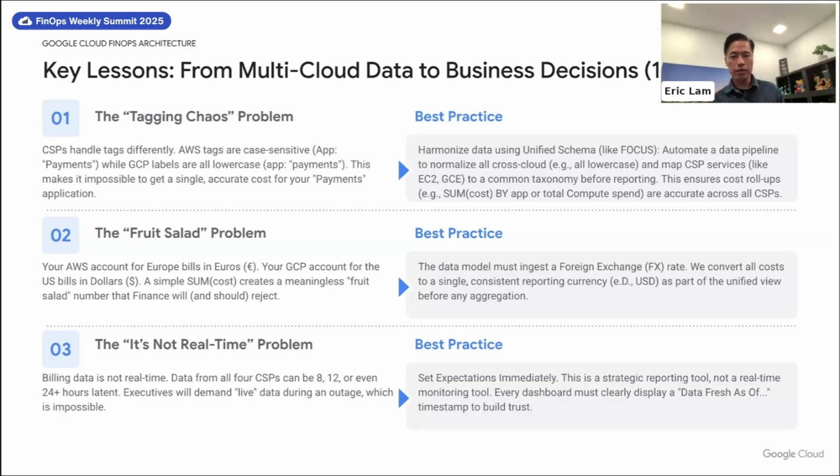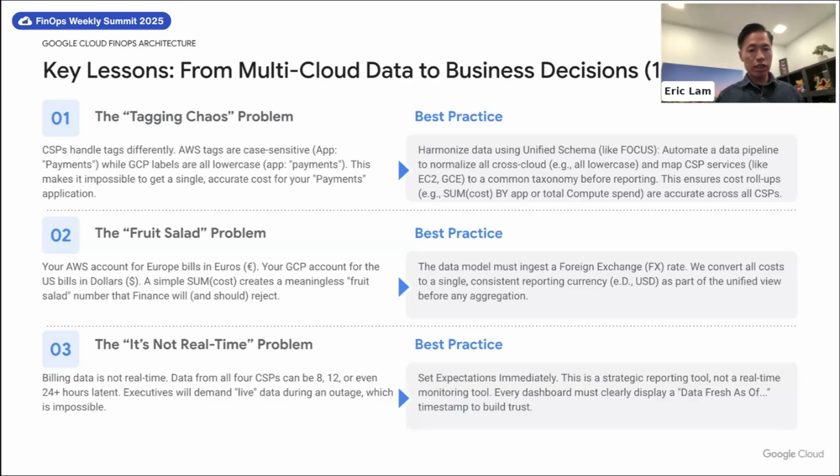The second common challenge we see is what we call the fruit salad problem, especially when we work with global multi-cloud customers. You might have a business unit in Europe with an AWS account running there, where the invoice might be in euros, and a business unit operating in the US with US dollar currency. If you simply try to sum it up, that becomes a challenge and the data is not accurate. So understanding the data model and creating that conversion upfront is another piece to consider.